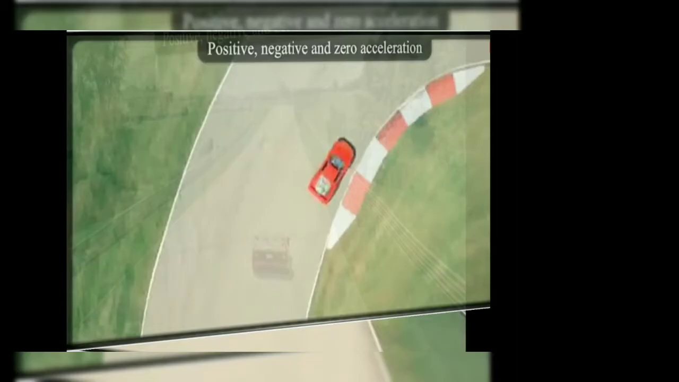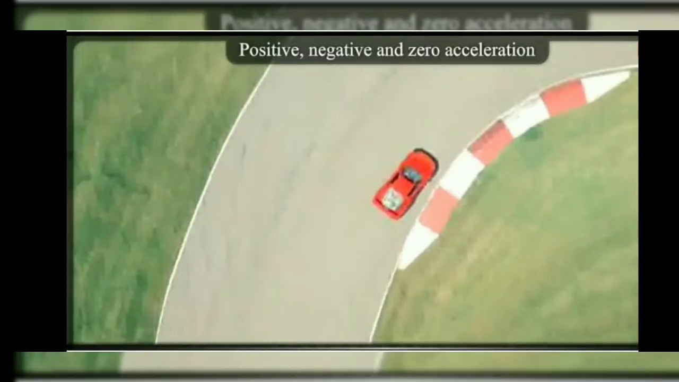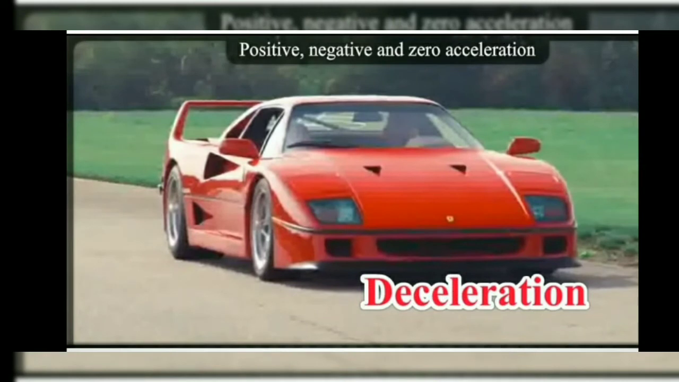Now when the velocity of an object decreases with time, it has a negative acceleration. Now what do we say for negative acceleration? When the velocity of an object, here the object is a car, decreases with time, it is called negative acceleration. This negative acceleration is also called deceleration. Its direction is opposite to the direction of velocity.